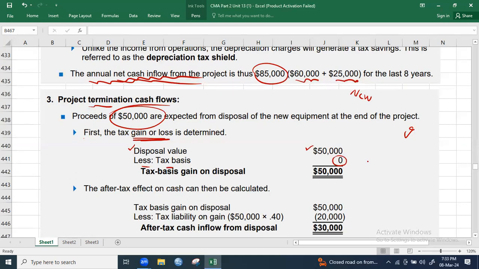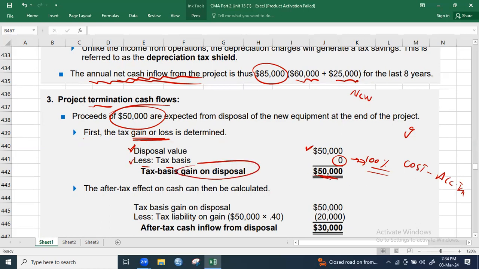I'm assuming the tax base is zero. Why? Because I'm assuming that this asset is 100% depreciated. But if you have any tax base, you can deduct that. Tax base, I told you, is cost minus accumulated tax depreciation. But here it is assumed that the asset is 100% depreciated, so there is no tax base. So tax base is zero because our asset is 100% depreciated. I'll take sale price minus tax base, which is zero, so it is called the gain on disposal now.